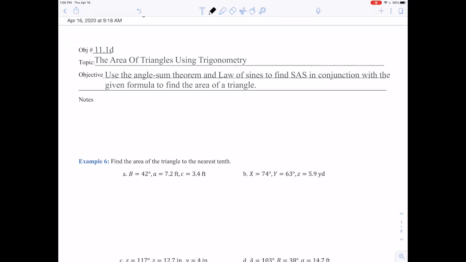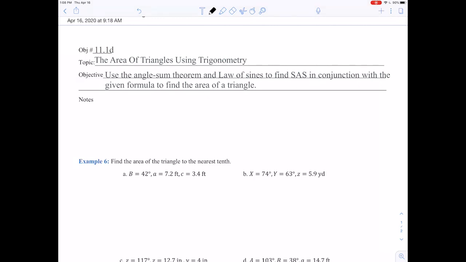All right, so this objective is 11.1D. We're finishing up the law of sines here today. The topic today is finding the area of triangles using trig. Particularly, we'll be using the law of sines, and we'll also be using the angle sum theorem for triangles.